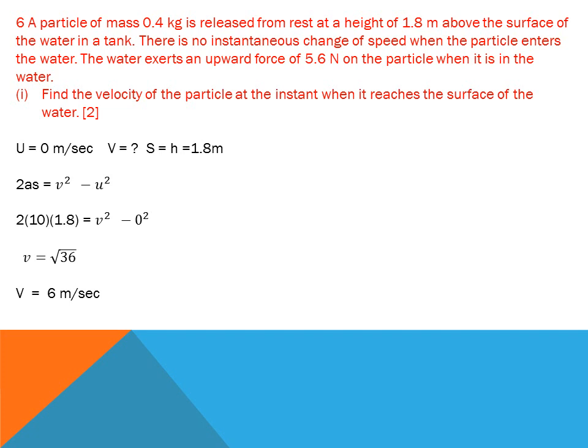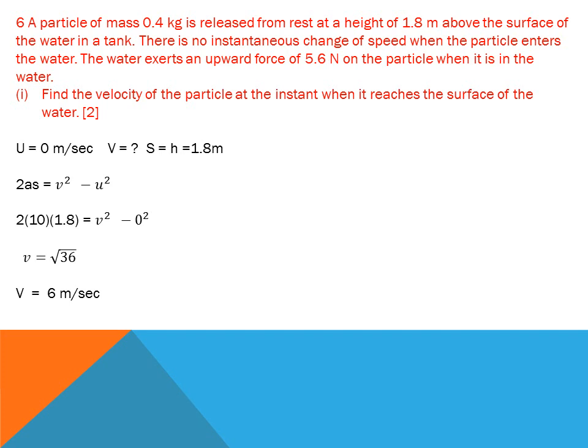Now, in the next question, an object of mass 0.4 kg is released from rest at a height of 1.8 meter above the surface of the water in a tank. There is no instantaneous change of speed when the particle enters the water. The water exerts an upward force on the particle. Find the velocity of the particle at the instant when it reaches the surface of the water.